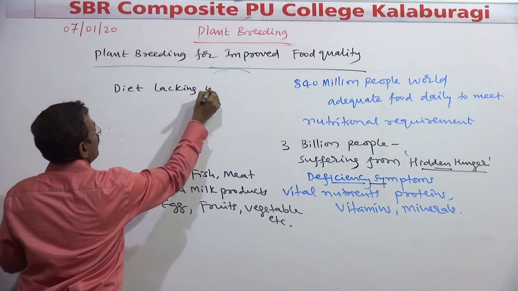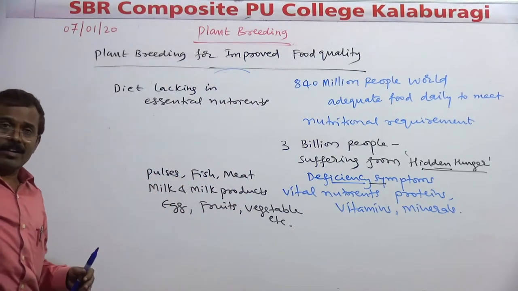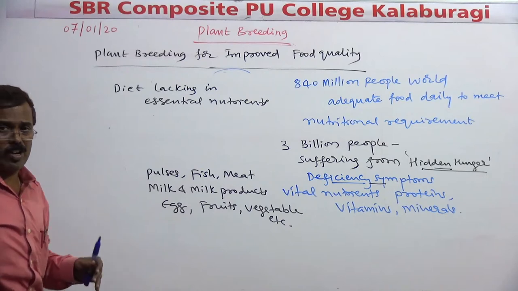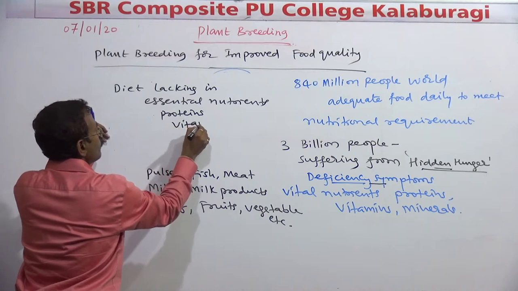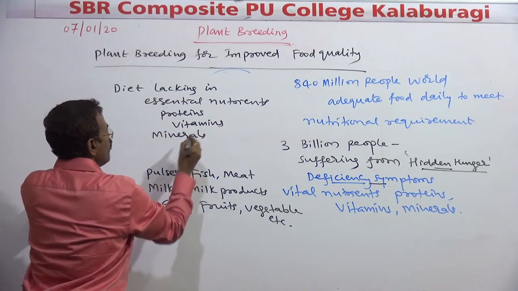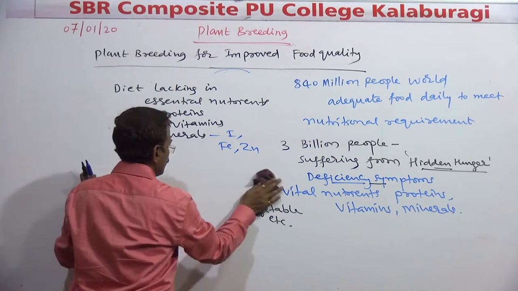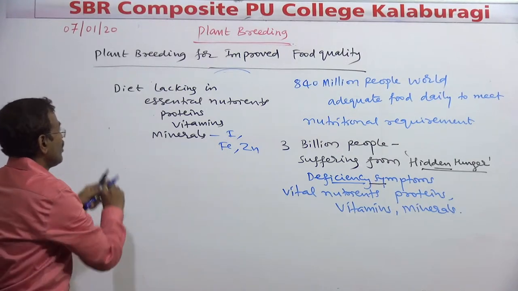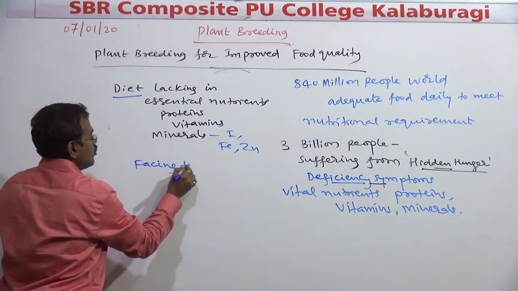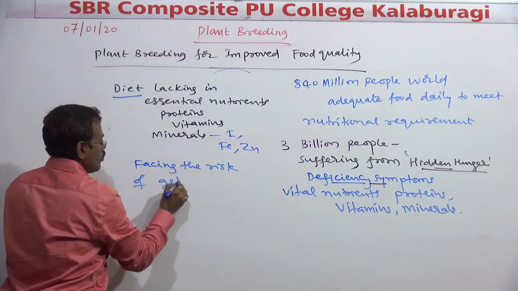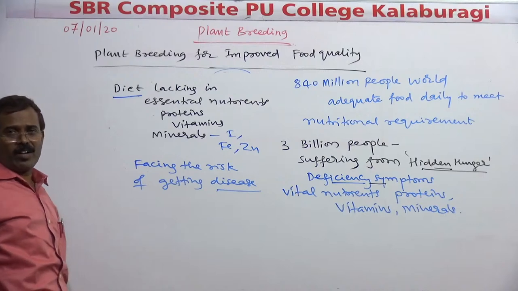Diet lacking in essential nutrients: if the diet lacks essential nutrients like sugars or carbohydrates, proteins, and vitamins, and minerals such as iodine, iron, and zinc, then if we consume such a diet, we are facing the risk of getting what we call deficiency symptom disease. Deficiency of vital nutrients can cause disease.